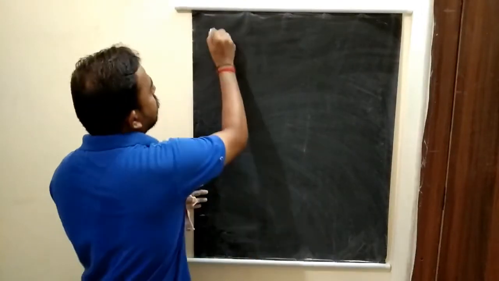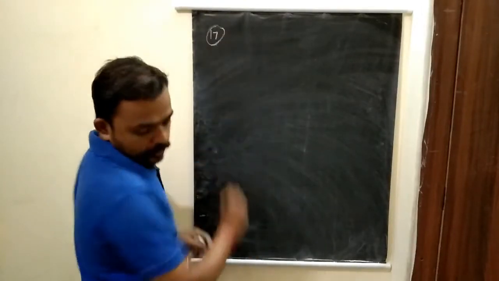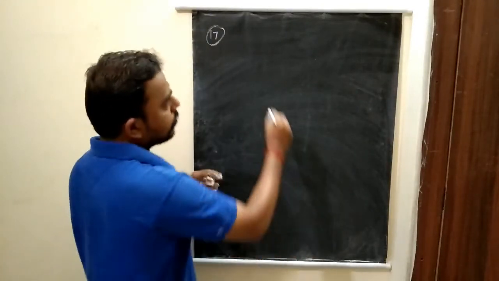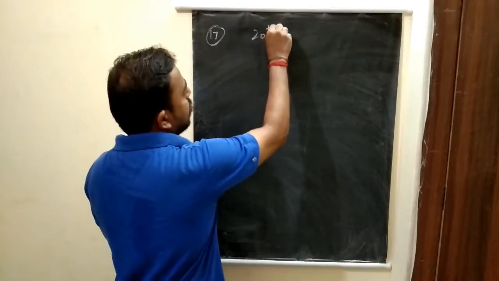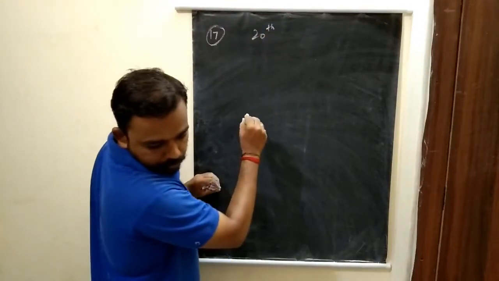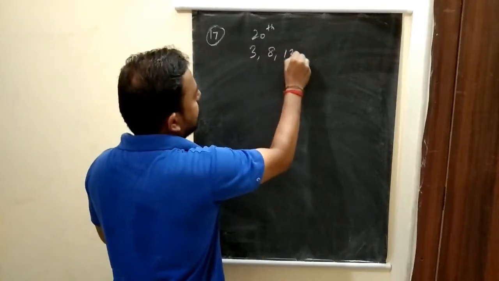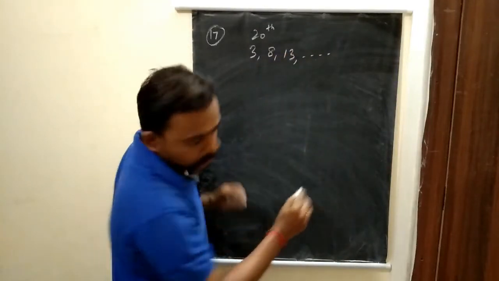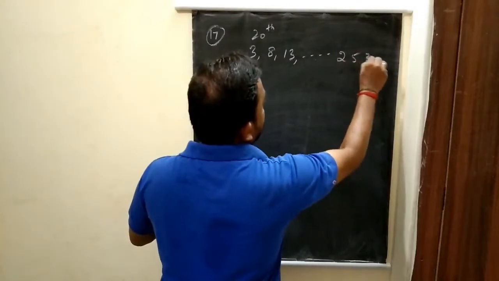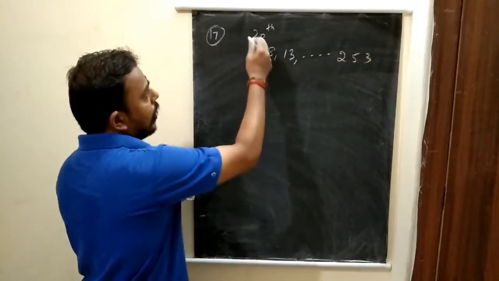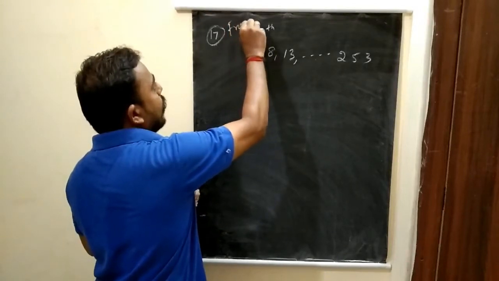17th. Find the 20th term from the last term. Actually given 3, 8, 13, and so on, 253. So just from the last term, from last.